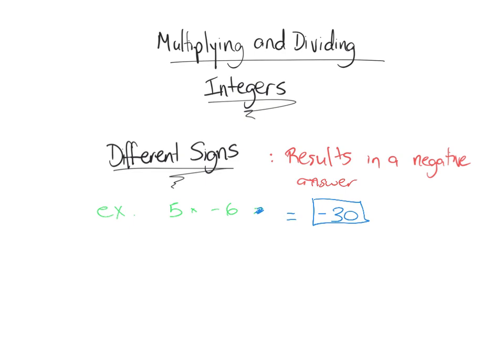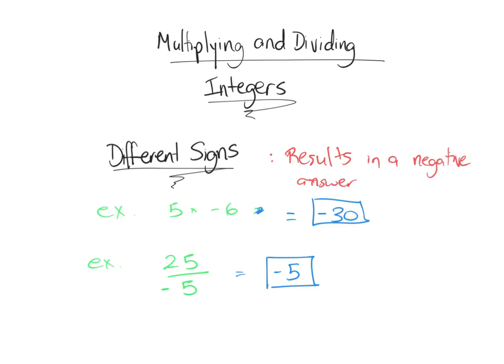Let's try a division. Let's say we're doing 25 divided by 5. Notice I wrote it differently, a little bit of variety. So it's -25 divided by 5. There we go. One is negative, one is positive. That means the result should be negative, and the result is -5.